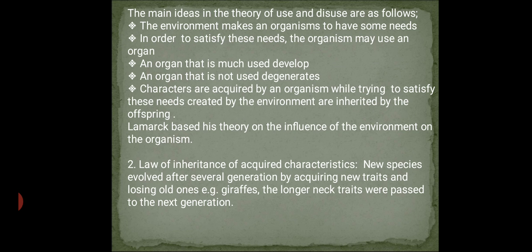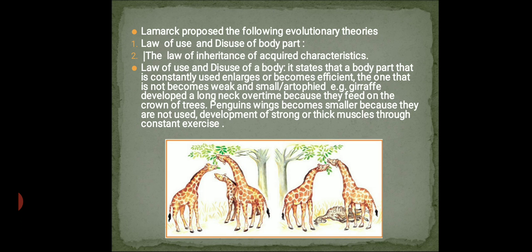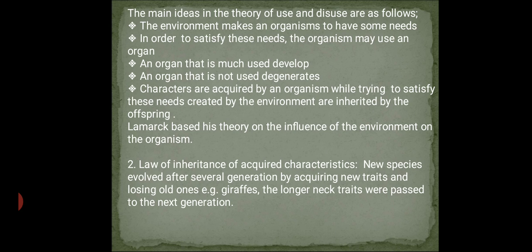The second theory of Lamarck is the law of inheritance of acquired characteristics. It stated that the part that is used constantly develops, and a new species evolved after several generations because they've acquired new traits, and the old one will be lost out. New species evolve after several generations by acquiring new traits and losing the old ones.